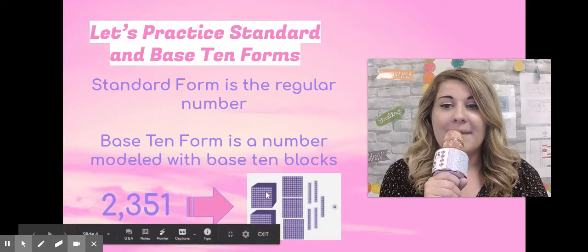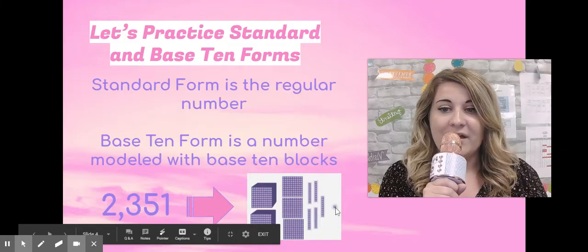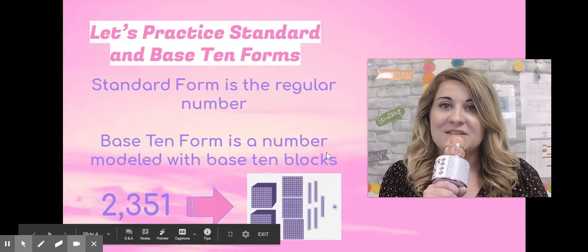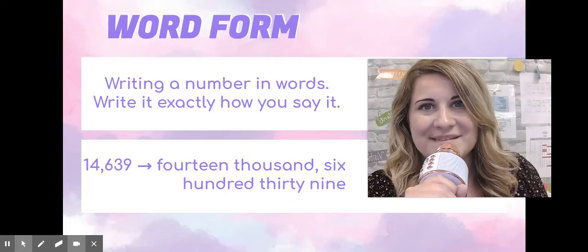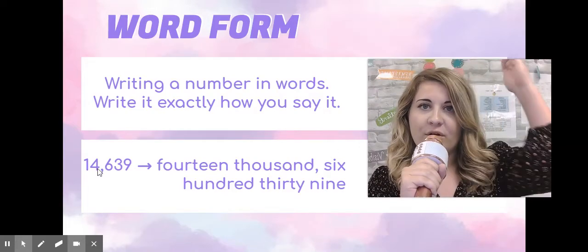Excellent job. Base 10 blocks. We have a ones block, a 5 tens blocks, 3 hundreds blocks, and 2 thousands blocks. Next, we learned about word form. Word form is writing the number exactly how you say it. We break it up at the comma, karate chop it.